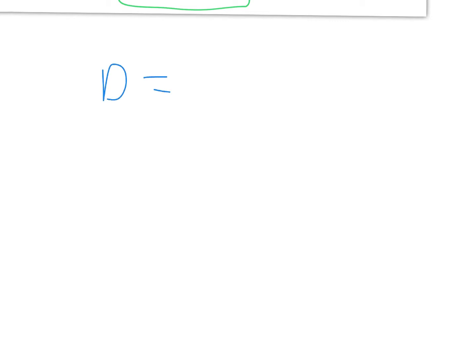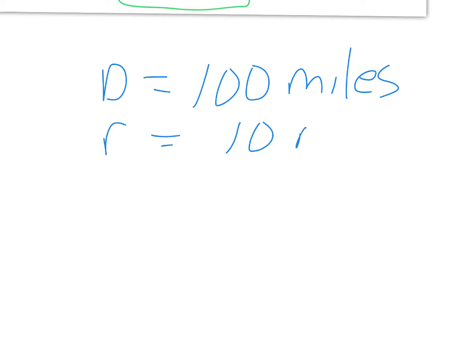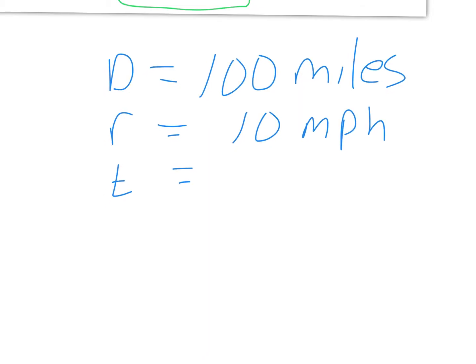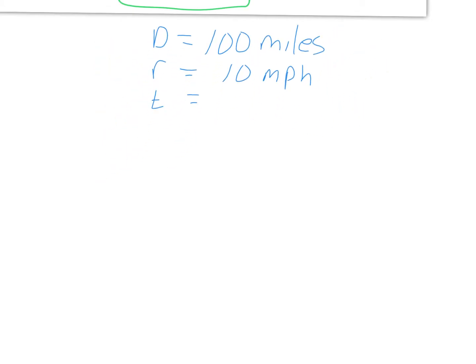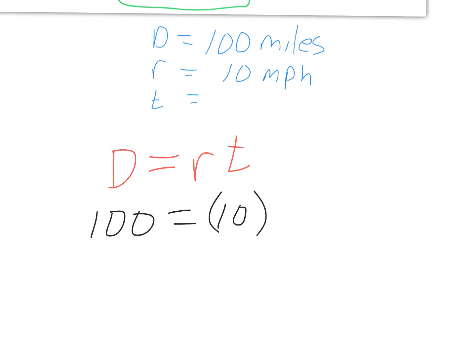All right, so let's do one. We're going to say the distance is going to be 100 miles. Okay. We're going to say that the rate, let's say we're traveling at 10 miles per hour. And I want you to find the time. So let me scooch this up a little bit so we can work. There we go. So let's begin. So our distance, D equals RT. Distance is going to be 100. My rate is 10 miles per hour.